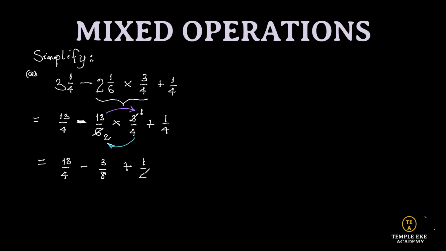And now we can find the LCM. The LCM of these denominators, 4, 8, and 4, is simply 8. All of them will divide into 8 without leaving a remainder. So let's go. 4 divides into 8, that's 2. 2 times 13 is 26. Minus 8 divides into 8, that's 1, 1 times 3 is still 3. And now plus 4 divides into 8, that's 2, and 2 times 1 gives us 2.